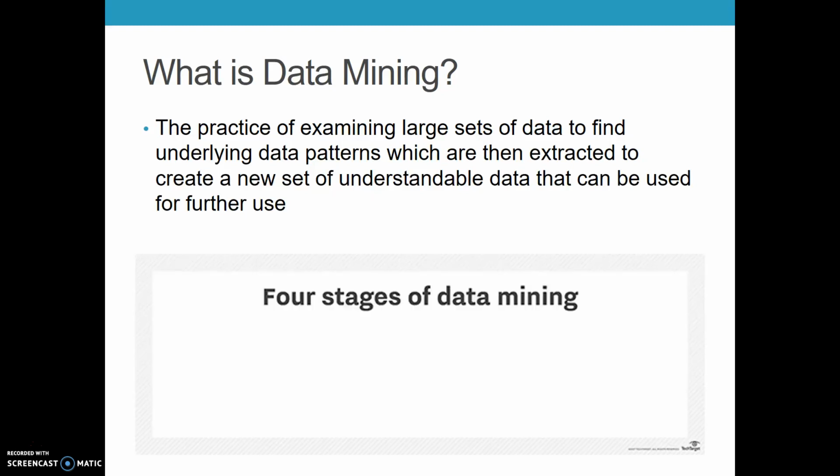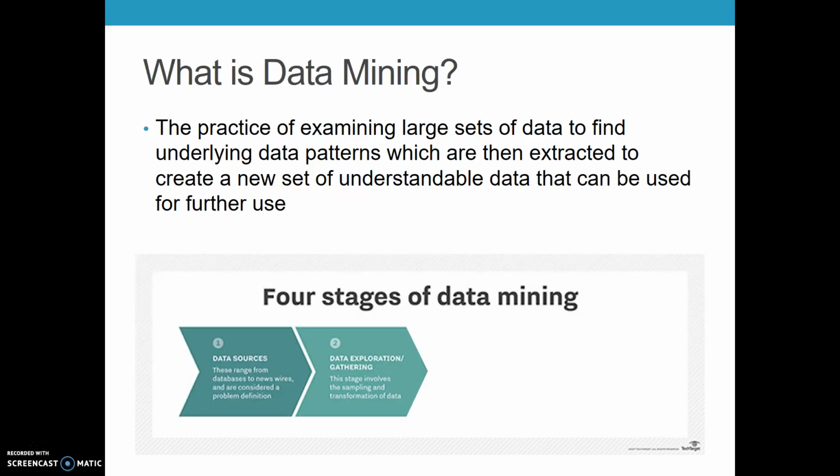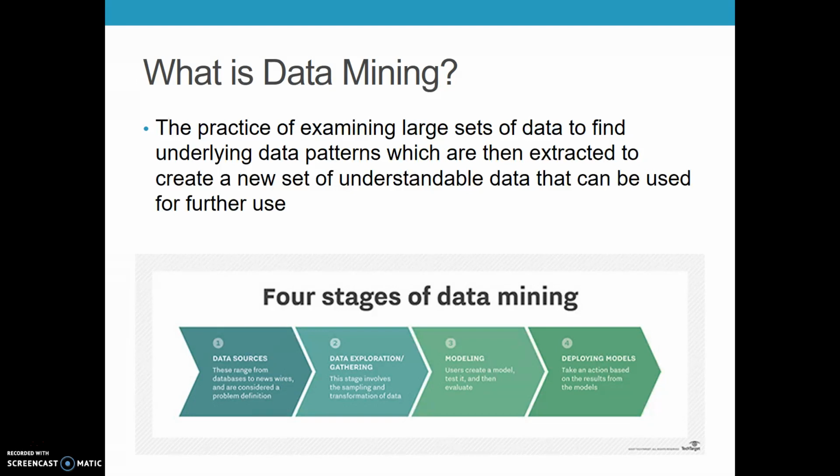There are 4 stages of data mining. The first step is finding the data sources. Next is data exploration and gathering, which involves sampling and transforming the data. The third step is modeling. Here, a model is created, tested, and evaluated based on the data previously collected. The final step is to deploy the model and to take action based on the results. We will see this model put to use when we examine our Facebook case study later in the presentation.